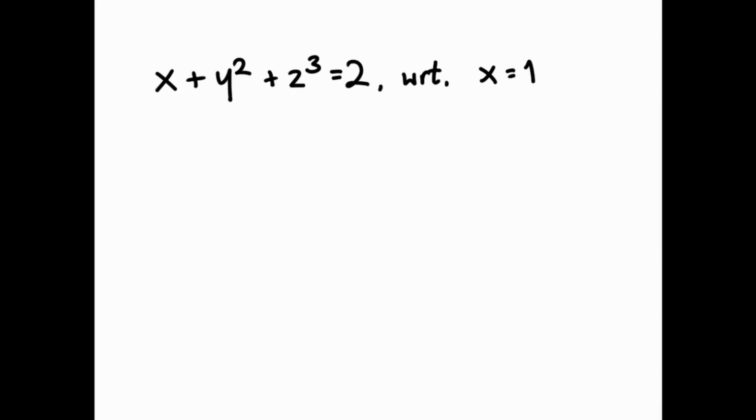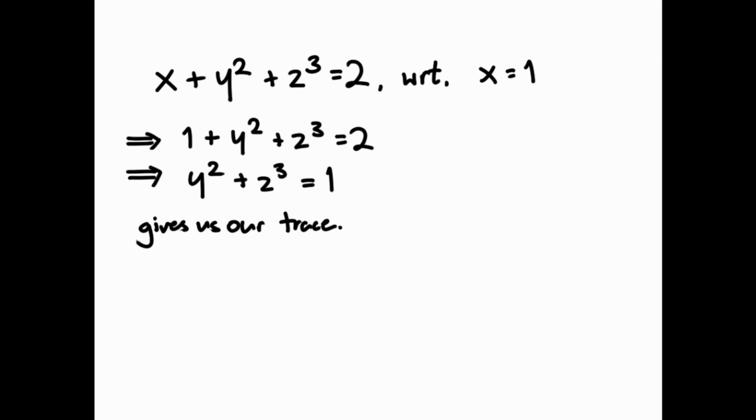For example, if we want to find the trace of the surface x plus y squared plus z cubed equals 2 on the plane x equals 1, simply substitute x equals 1 into our equation over here. In this case, after putting in x equals 1 in our equation, this will simply give us 1 plus y squared plus z cubed equals 2, which we can then simplify by subtracting 1 from both sides into y squared plus z cubed equals 1. This gives us the equation for our trace on the surface with regards to the plane x equals 1.